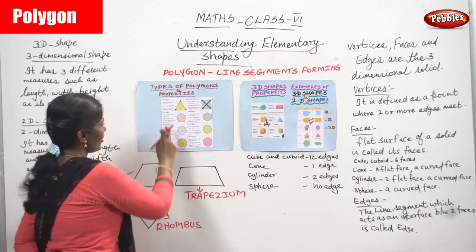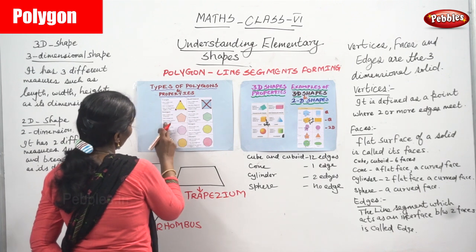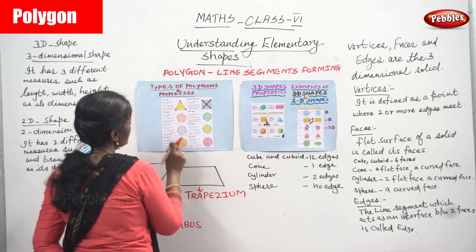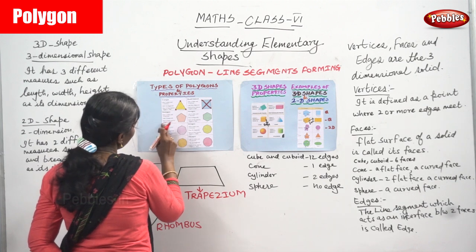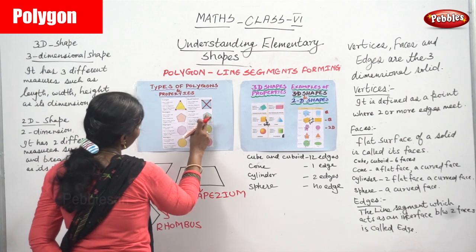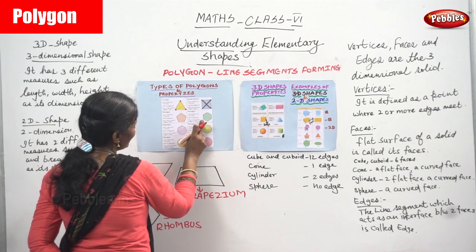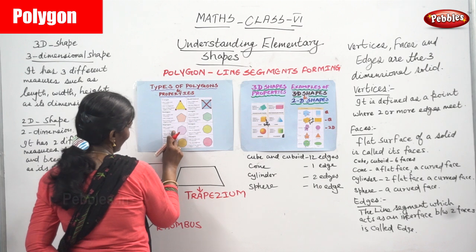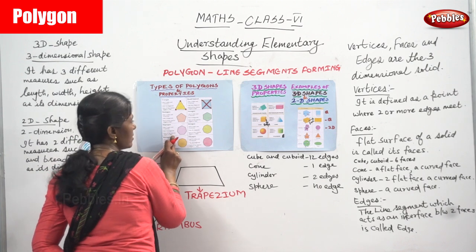And pentagon, it has 5 sides and 5 vertices and 5 diagonals. Sum of the interior angles is 540 degrees. Again I'll repeat, pentagon means 5 sides, so it has 5 sides and 5 vertices and 5 diagonals. Sum of the interior angles is 540 degrees. And hexagon, it has 6 sides and 6 vertices, and it has 9 diagonals, and the sum of the interior angles is 720 degrees. And heptagon, it has 7 sides and 7 vertices, and it has 14 diagonals. Sum of the interior angles is 900 degrees.